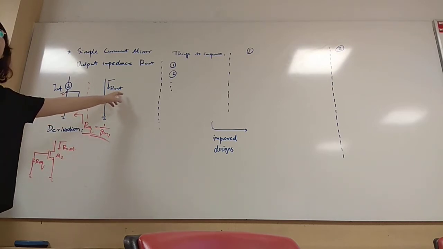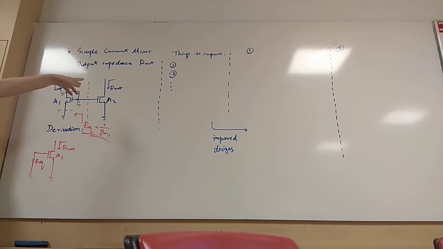So our final goal is to find this Rout, which is the output impedance of my entire current mirror circuit. So how to find this Rout? Use Thevenin? Do we need to use Thevenin? The first thing which should come to mind is not Thevenin, it should be your single transistor amplifier. How to find the output impedance of your single transistor amplifier?